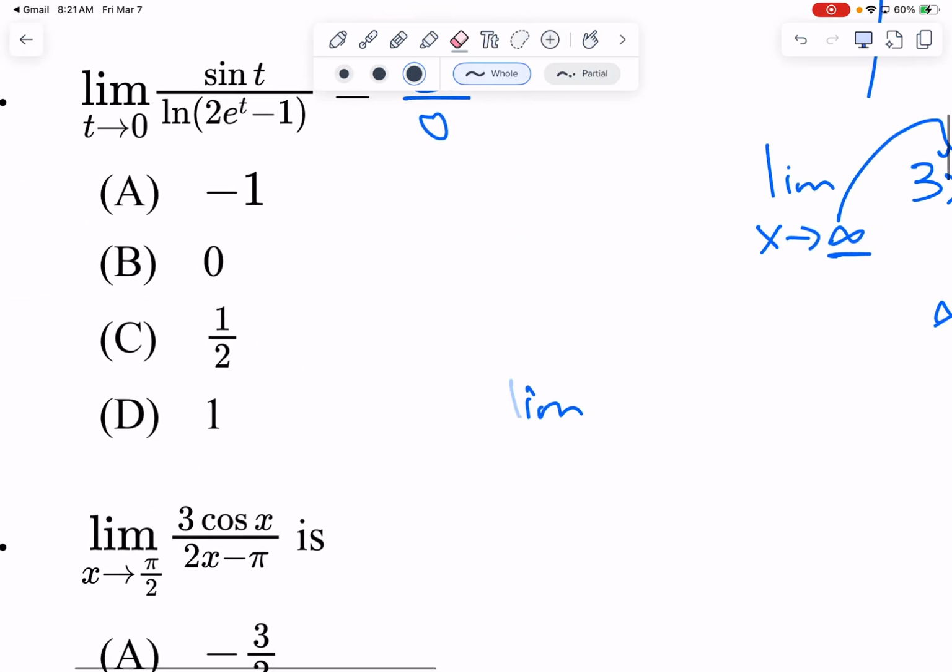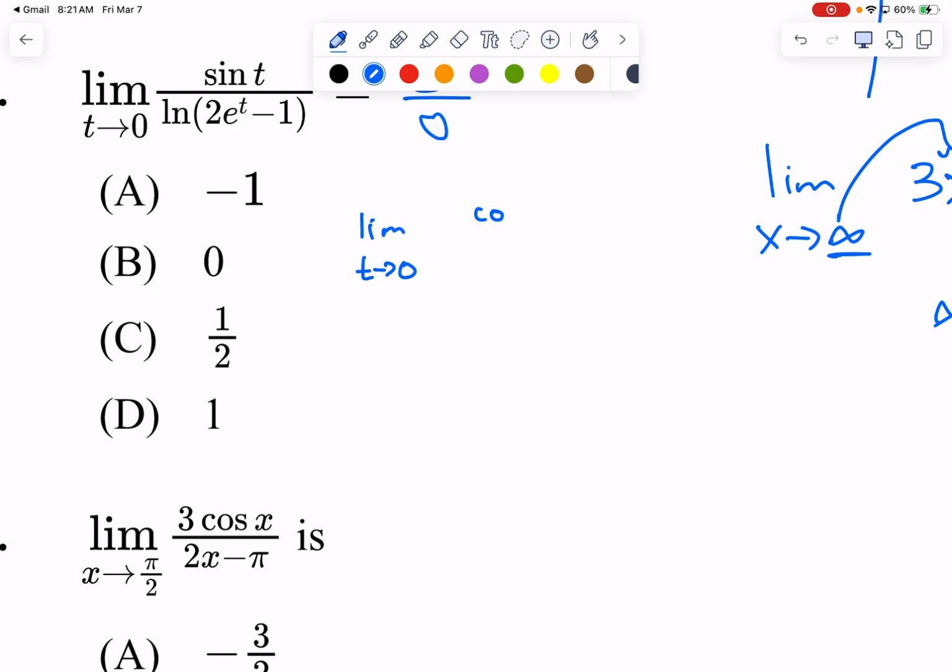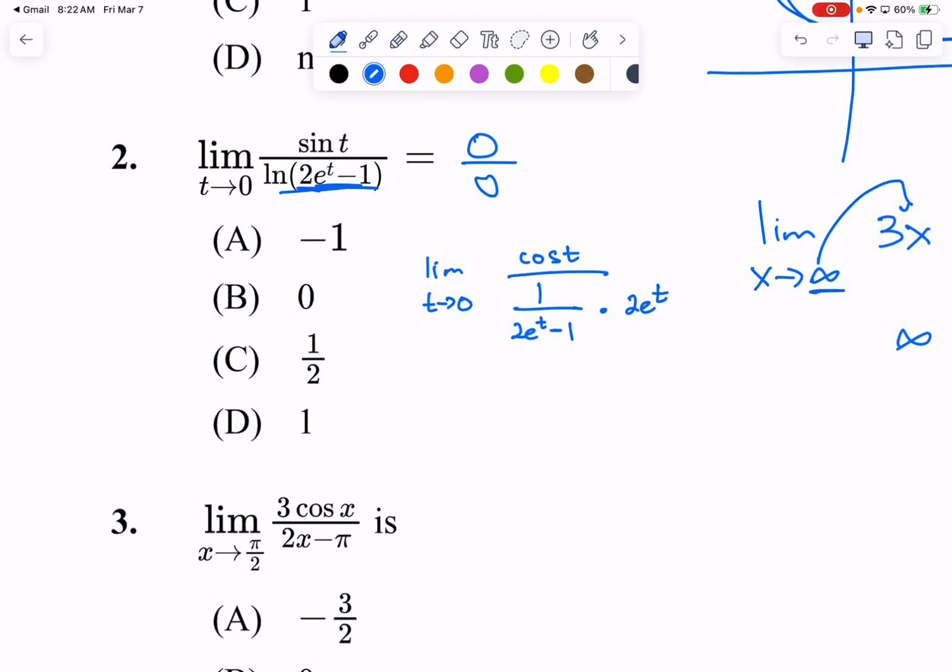So we got the limit as t approaches 0. Let's do L'Hopital's rule. It'll be cosine t on top over, this is going to be 1 over 2e to the t minus 1 times the derivative of 2e to the t minus 1, which will just be what? 2e to the t. Yeah. Now I'm just going to plug in 0 and see what happens. I bet the answer is either going to be 0 or 1/2. I can just tell. What's the top? What's the cosine of 0? 1. Okay, now I know it's going to be 1/2.